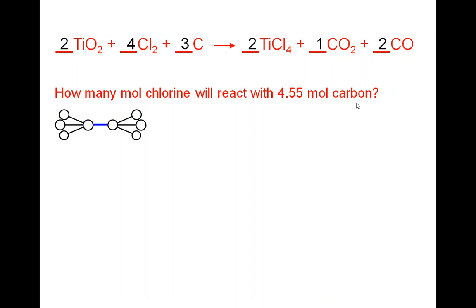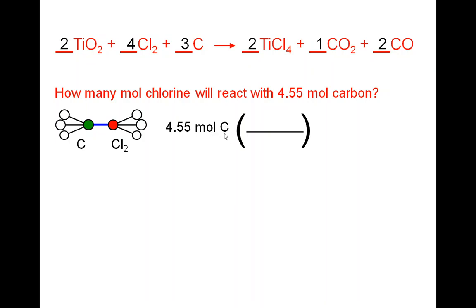So you're going to start this out the same way that you've been starting things out all year. You're going to write down exactly what you have. 4.55 moles of carbon. Bam, there it is. Then you draw your tool. Draw a fraction with a parentheses around it. Bam, there it is. 4.55 moles of carbon.